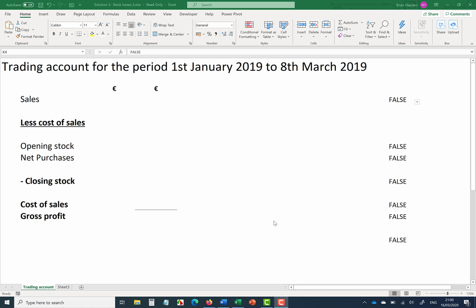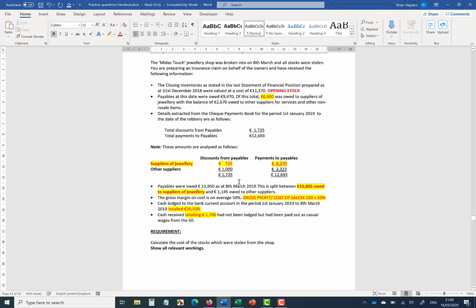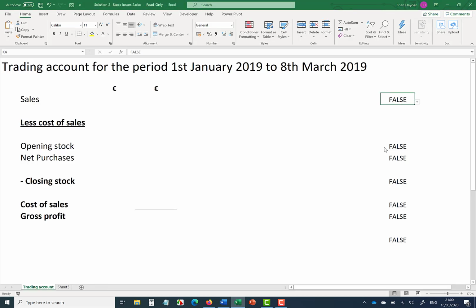So just looking at the question to see what values we can slot in, the very first value there I've identified as opening stock at the start of this period. That's 11,370. So I can slot that in directly. Opening stock, 11,370. So that's just taken from the start of the question.